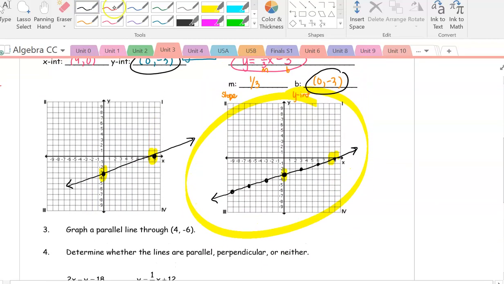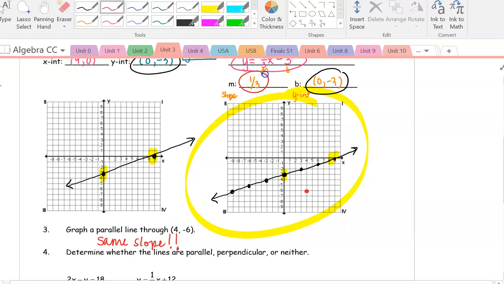All right, next we're going to graph a parallel line through the point (4, -6). You can pick whichever grid you want, it doesn't matter. (4, -6) would be right here, and remember, parallel lines have the same slope.